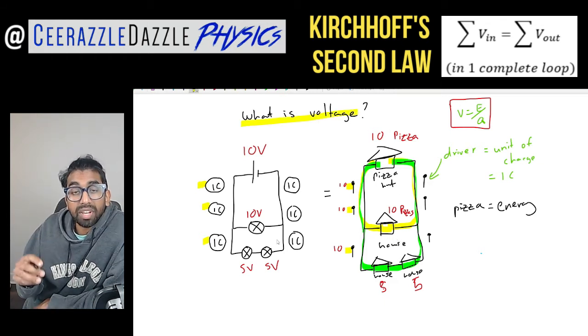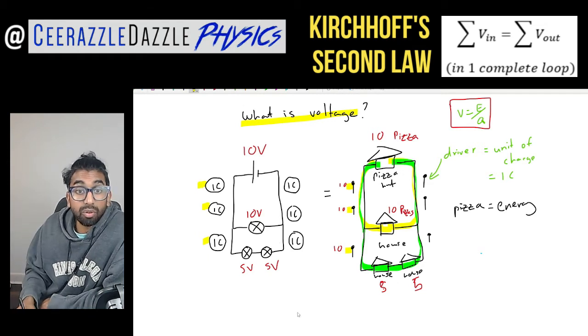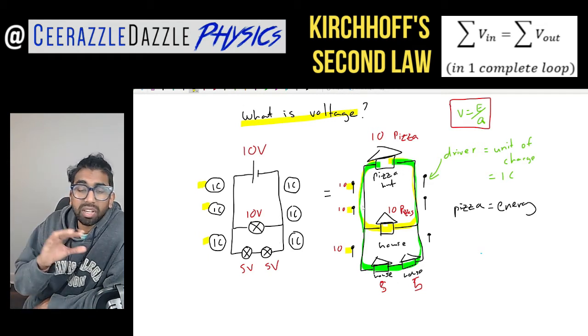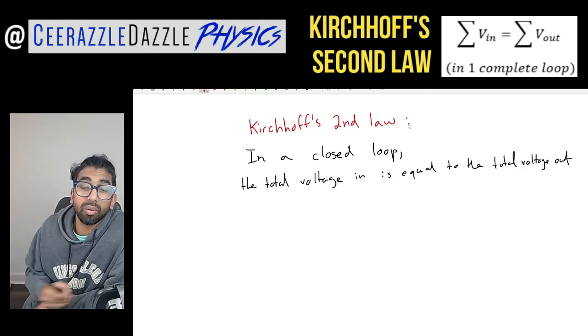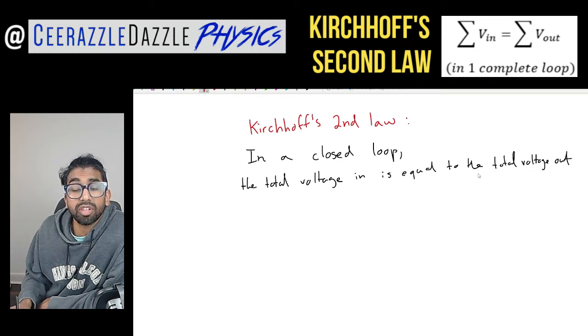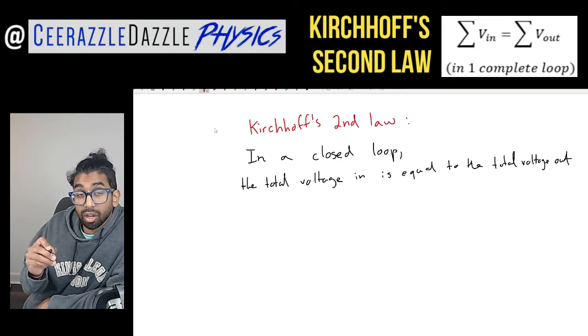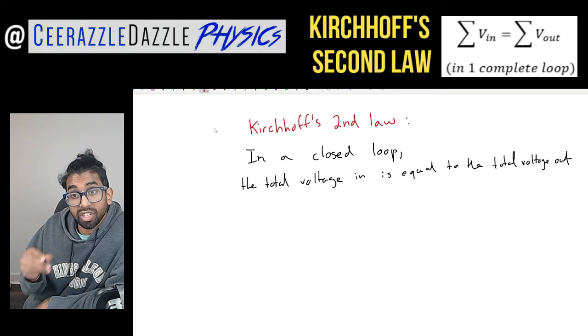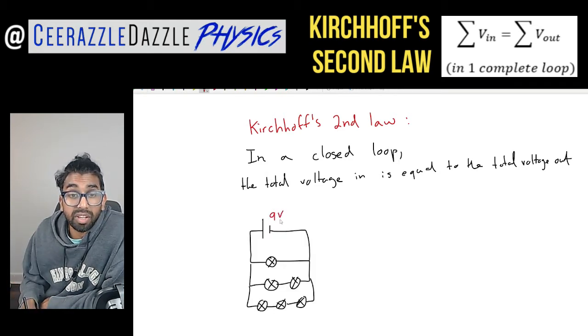Okay, right, this will now lead us into Kirchhoff's second law. It basically summarizes the voltage rule, guys, into one nice little sentence, and it's the following. Kirchhoff's second law: in a closed loop, the total voltage in is equal to the total voltage out. As you can see in this example right now, we've stated that in a closed loop, the total voltage in is equal to the total voltage out.